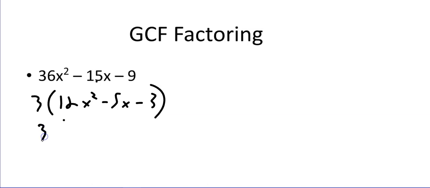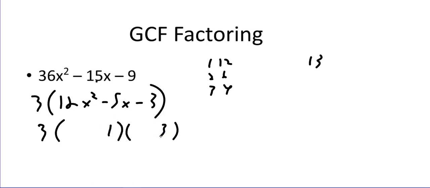Now I need to break this down. Now I need 2 numbers that multiply to give me 12. And 2 numbers that give me 3. Well, that's just 1 and 3. So this one, even though it looks nasty because it's 12, it's nice because with 1 and 3, there's only one combination. So we can start there.